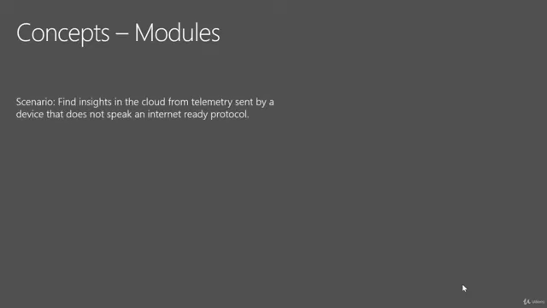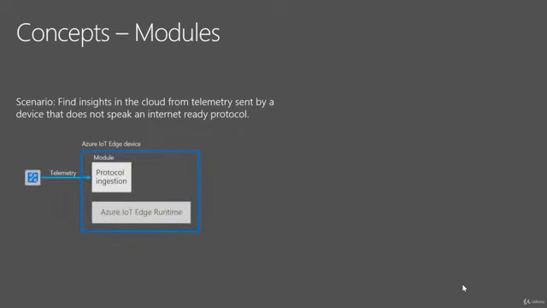Let's speak now about a scenario. So we will find insights in the cloud from telemetry sent by a device that does not speak an internet-ready protocol. This device is sending telemetry into an Azure IoT Edge device, and we have a module published on our IoT Edge, which is protocol ingestion. What it will do is translate this non-internet ready protocol coming with the telemetry data in order to have an internet compatible protocol. That's, for example, a module that we can publish on Azure IoT Edge.